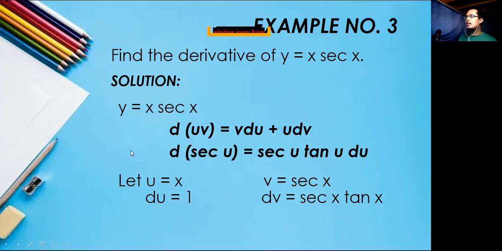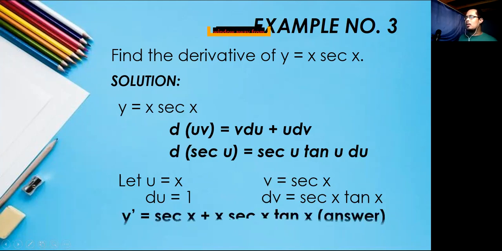Let's proceed with differentiation. Just apply the formula v du: secant of x multiplied by 1 is still secant of x, plus x times secant of x tangent of x, which is equal to secant x plus x secant x tangent x. So this will be your answer for this particular problem.